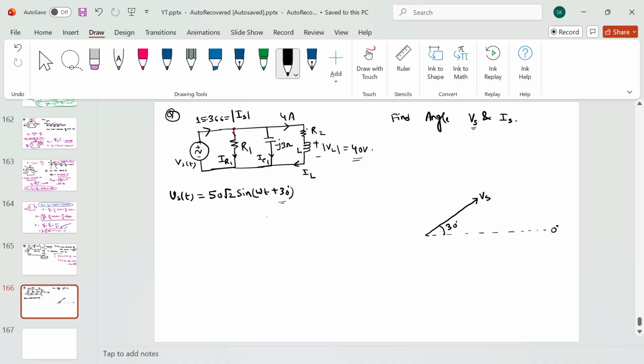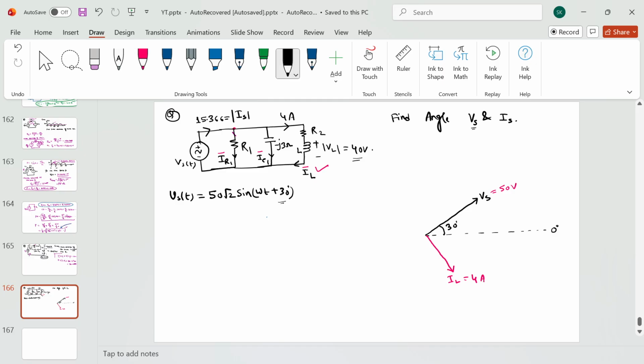If you see the current in this branch, the IL current, this current will lag the Vs by some angle because it is an RL type of load. So the current flowing through this branch will lag. Maybe that current will be somewhere here, IL. Vs magnitude I know, 50 volt. IL magnitude I know, 4 ampere, but I don't know the IL phasor. That is something we should be able to know to comment on the angle between Vs and Is.